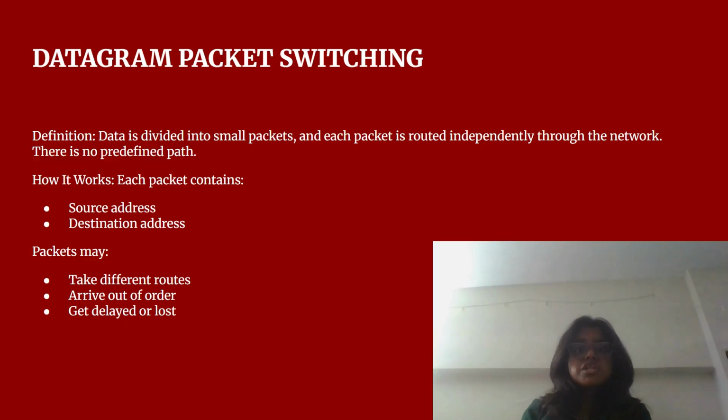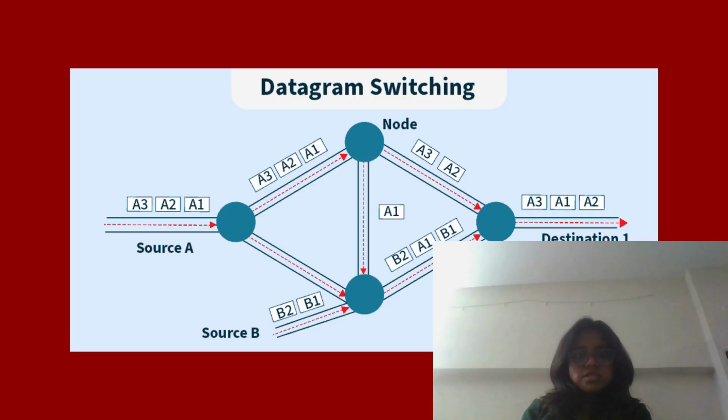Datagram switching is extremely powerful. Number one, efficient bandwidth usage. Links are shared by many users. Number two, highly scalable. Works for millions of devices. Number three, fault tolerant. If one path fails, packets choose another. Number four, no setup delay. Communication can start immediately. That's why the internet uses this technique.